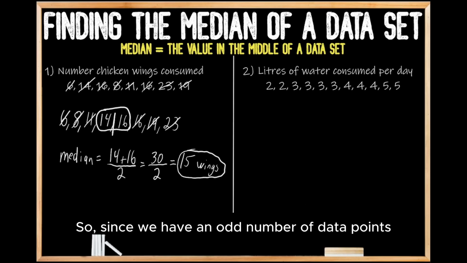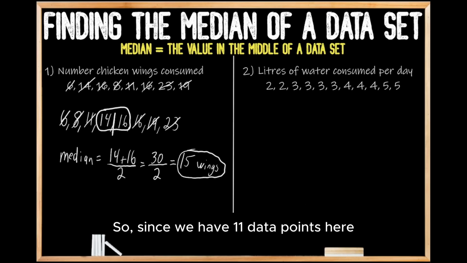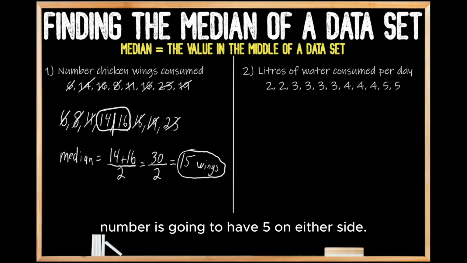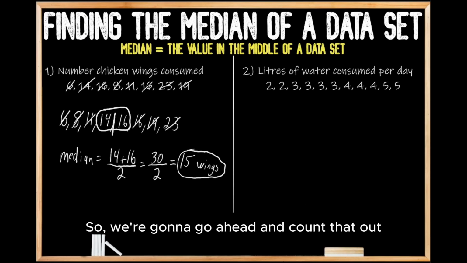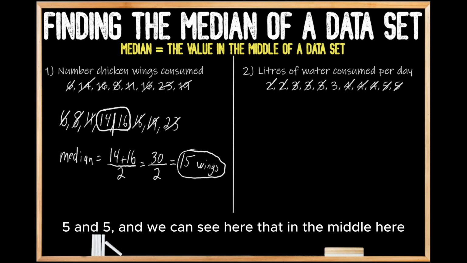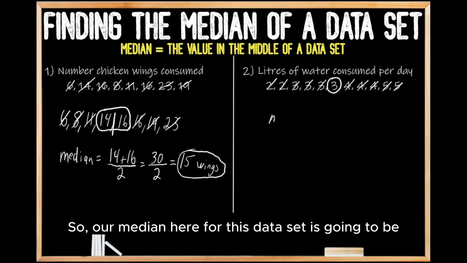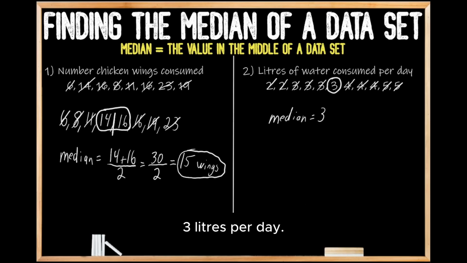Since we have an odd number of data points, we're actually going to have a middle value here, unlike our first problem. Since we have 11 data points, that means that our middle number is going to have 5 on either side. So we're going to go ahead and count that out so we can find the value of our middle number. We have 1, 1, 2, 2, 3, 3, 4, 4, 5, and 5. And we can see here that in the middle we have a value of 3. So our median for this data set is going to be 3 liters per day.